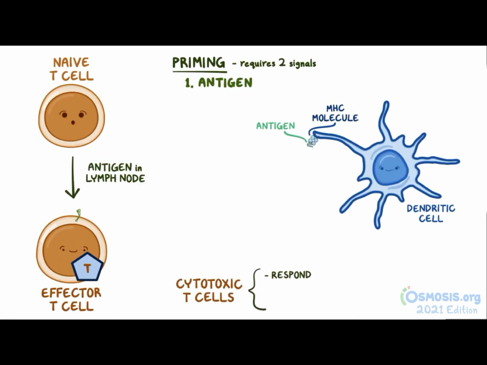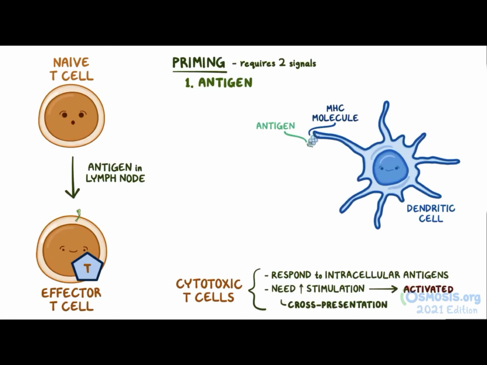Cytotoxic T cells respond to intracellular antigens, like viruses, intracellular bacteria, and tumor antigens. The naive cytotoxic T cell needs a high level of stimulation to become activated, and it relies on a process called cross-presentation to reach that level. In cross-presentation, macrophages or dendritic cells take up the antigen and then present it to the cytotoxic T cell. These antigens typically come from extracellular pathogens or from tumor cells or virally infected cells.